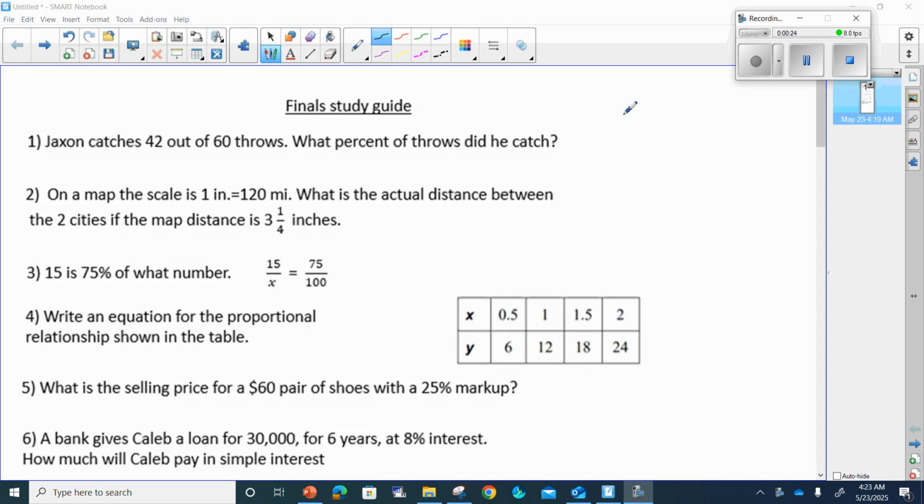So in this one, we see 42 out of 60 can be written as 42 out of 60. We can make this equal to some number out of 100. When we cross multiply, we see that we have 42 times 100. That has to equal 60 times x.